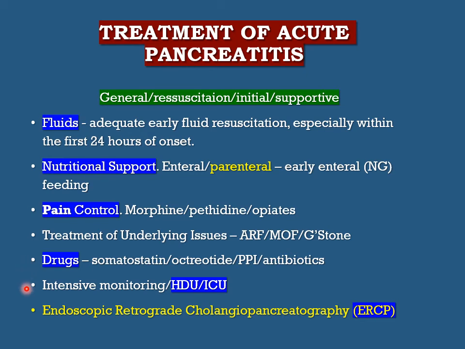These patients with acute pancreatitis, especially the moderate to severe cases, need to be intensively monitored in ICU or HDU. And definitely early endoscopic retrograde cholangiopancreatography or ERCP should be considered as soon as the patient is stable.